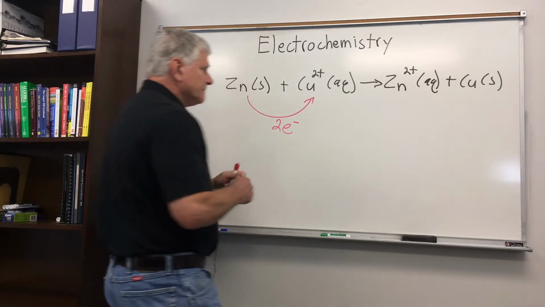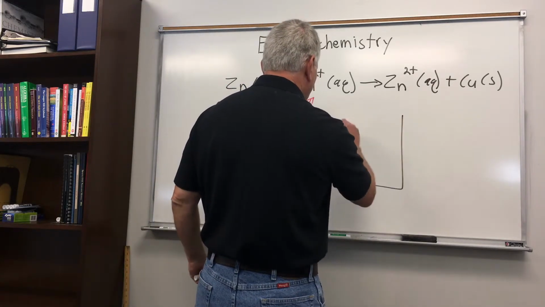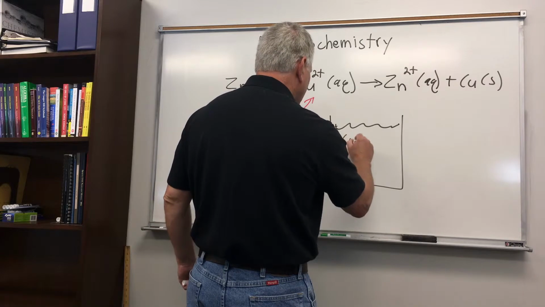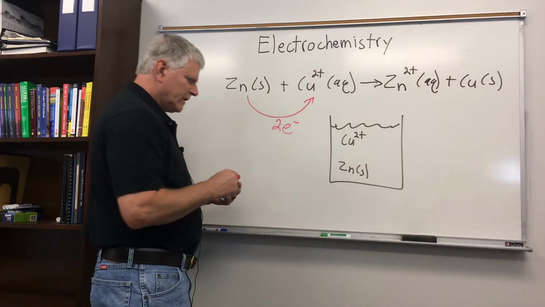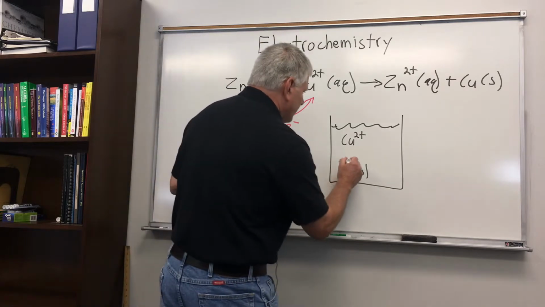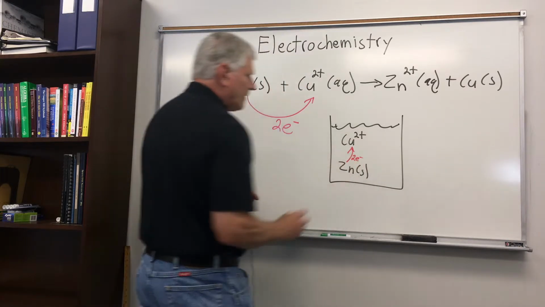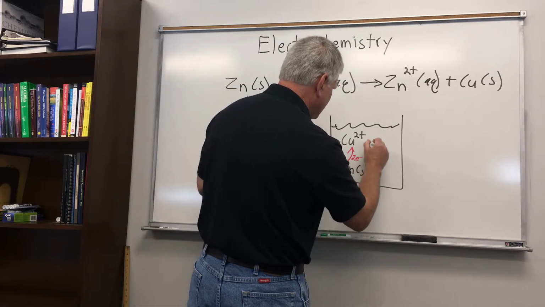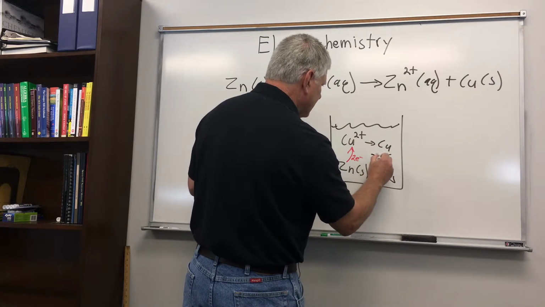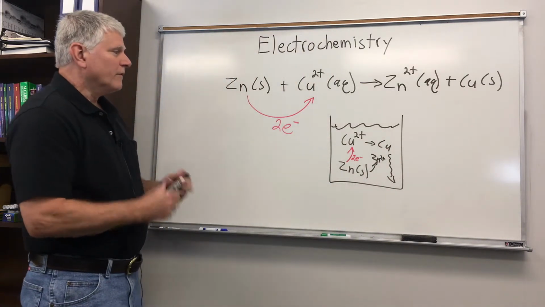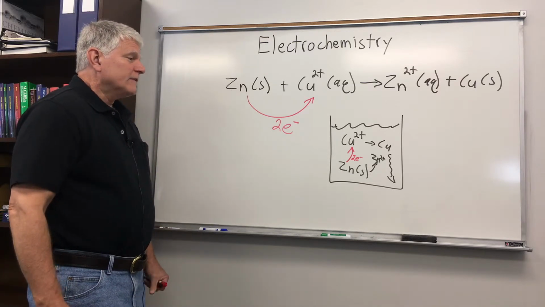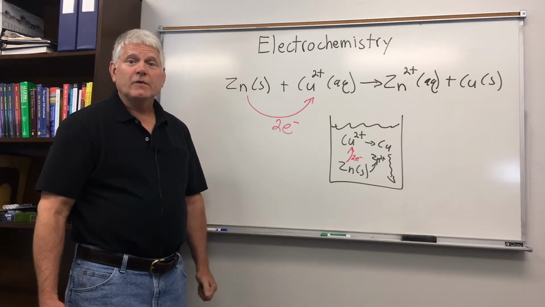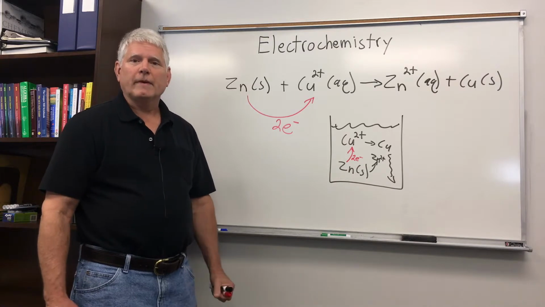So if we have a beaker of water and we have zinc solid here and copper 2+ ions in solution, then electrons can be transferred from the zinc to the copper, and we will form copper and zinc 2+ ions, which will dissolve in solution. Now, since electrons are transferred during this reaction, it would be nice if we could use those electrons to do something useful, like power your cell phone.